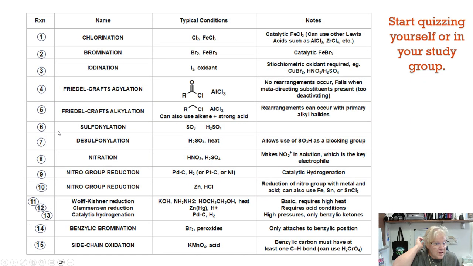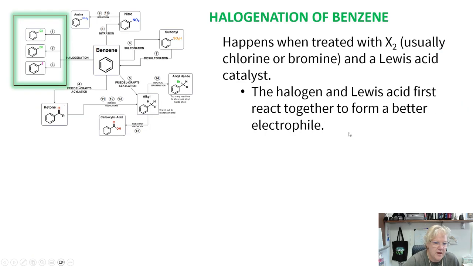Because on the other slide, all these reaction numbers give the name, give the general conditions that you would use for it, and any side notes or things that you should be aware of. So start quizzing yourself, or do it in a study group. These two slides really help.